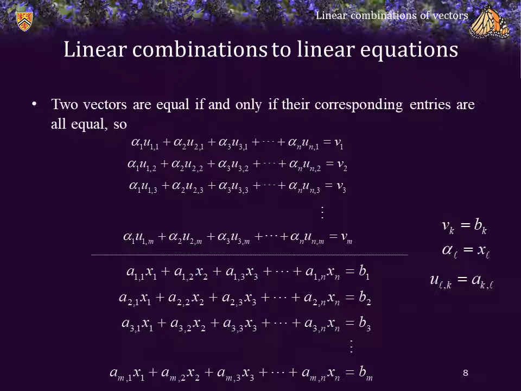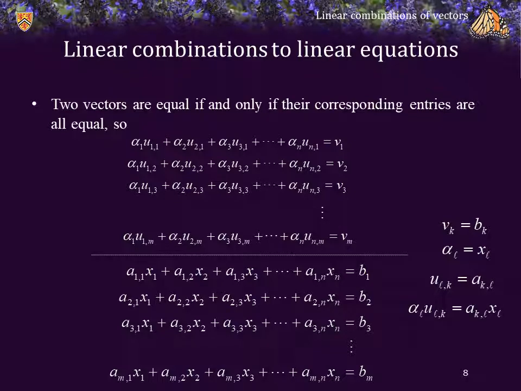When we converted the linear combination of vectors into a system of linear equations, the L indicated which vector we were in, and the K indicated which entry of that corresponding vector. So it's just a different notation.